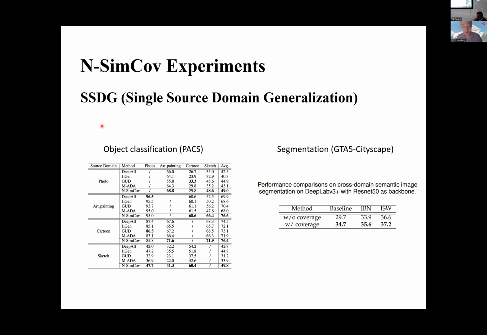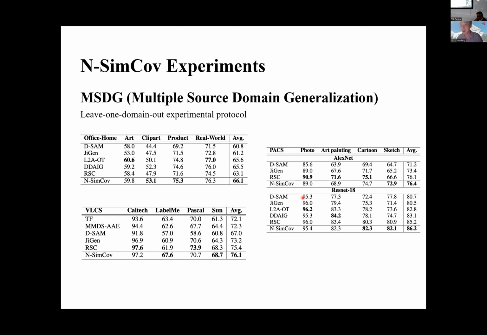Because of the time limit, I just want to share with you some results. We have tested on both object classification as well as segmentation, and we show that the desired performance has been achieved. We also analyzed multiple source domain generalization tests, and we also found that good performance has been achieved.